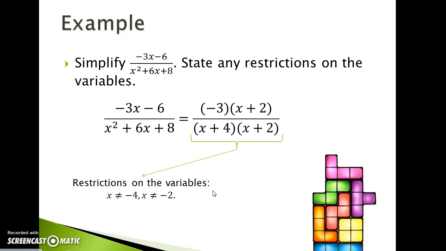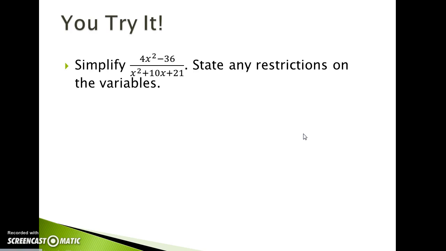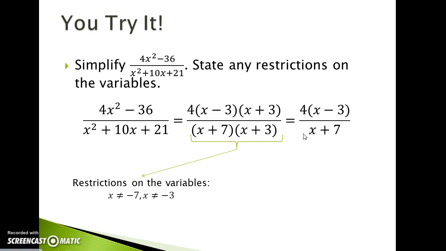Last step, let's try and simplify it. We can get rid of this x plus 2 over x plus 2, leaving us with negative 3 over x plus 4 as our final answer. And again, we'll check for restrictions. The restriction is again negative 4, so no new restrictions. Here's how you try it. Hopefully when you tried it, this is the answer that you got.